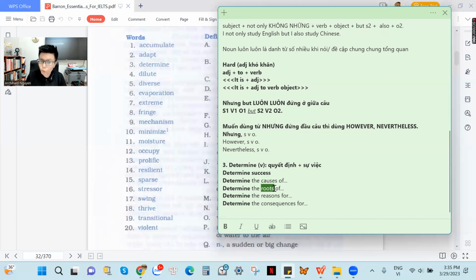Root. It is not about the root of the tree or the root of the plants. People use the word root for problems, the root of the problem. So if you want to solve problems, you need to ask yourself, what is the root of the problem? You need to determine the root of the problem. You understand the root of the problem. You know what the root of the problem is. At this moment, you know how to solve the problem. That is determine the root of the problems.